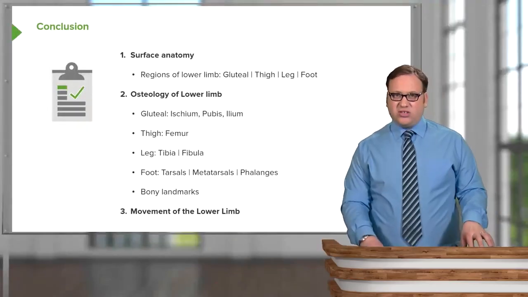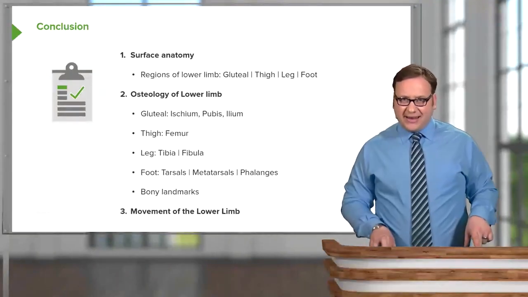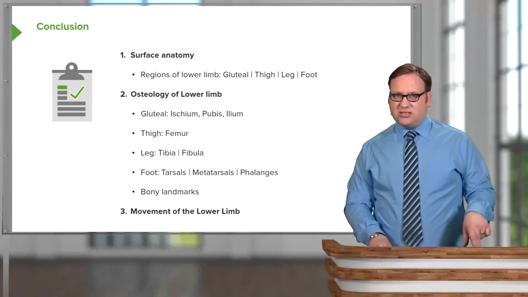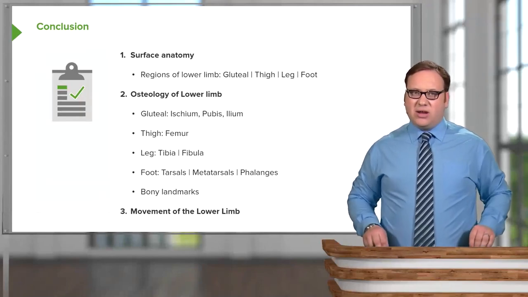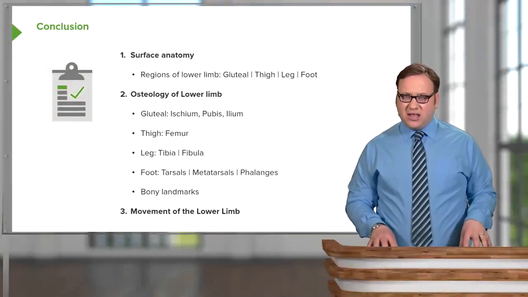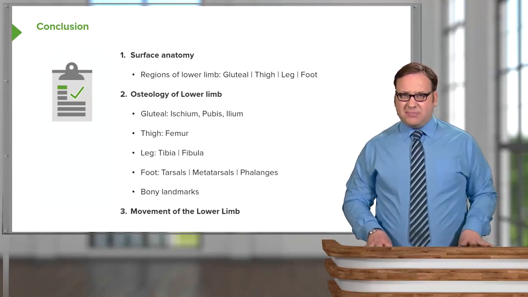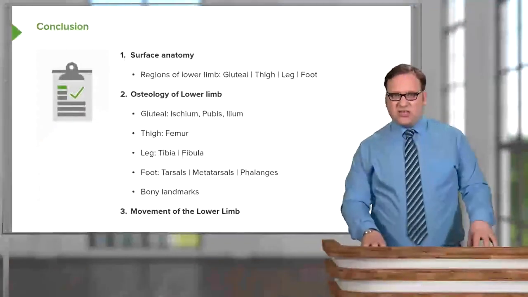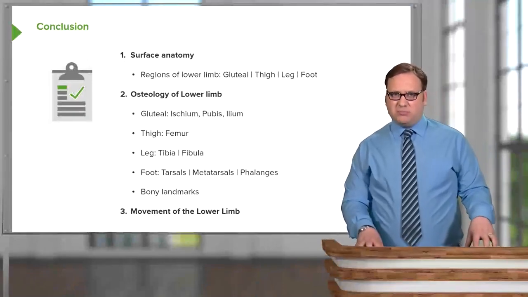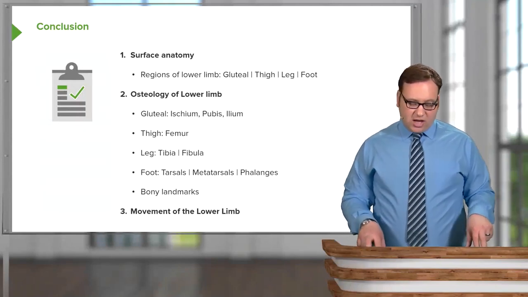So in this lecture, we've looked at the surface anatomy of the lower limb, the inferior appendicular skeleton, looking at the gluteal, thigh, leg, and foot regions. And then we've looked at the osteology of the lower limb. We've looked at the gluteal region where we had the ischium, the pubis, and the ilium of the hip bone. We looked at the thigh with the femur, the leg with the tibia and fibula, and then the foot, looking at the tarsals, metatarsals, and phalanges, and some bony landmarks on these bones. And then to finish, we briefly looked at the movement of the lower limb.